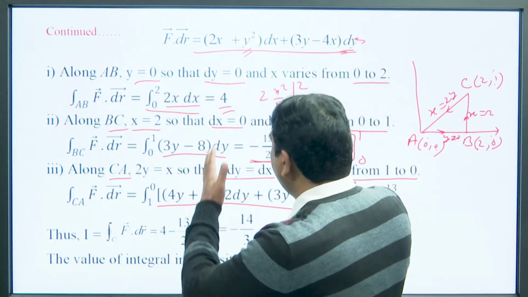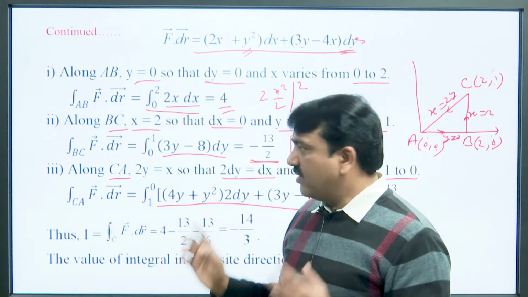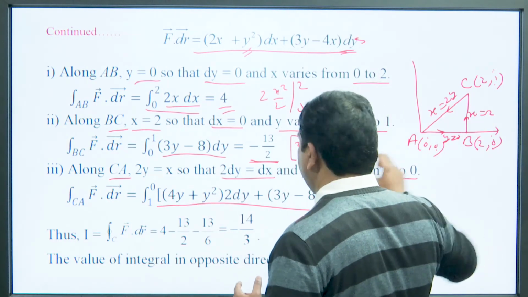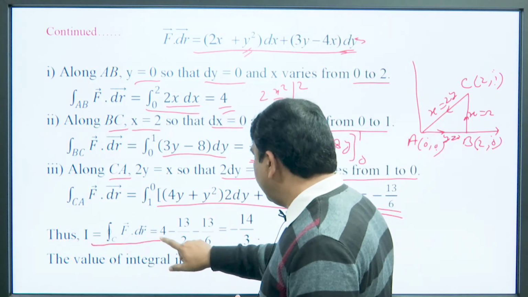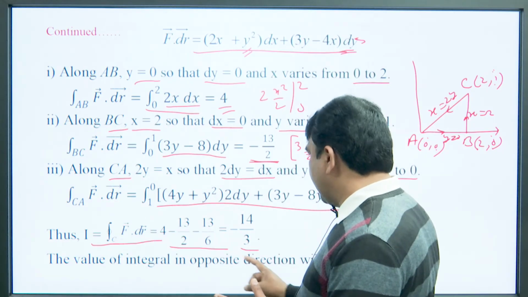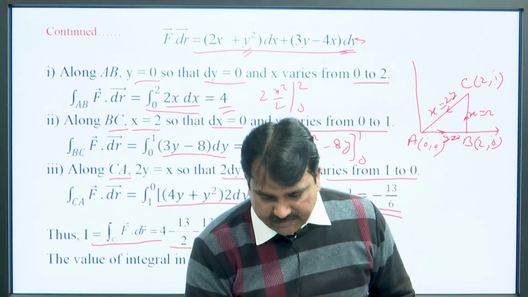So, finally, we have found the value of the line integral along OA, along AB, along BC and along CA. After finding the sum we get the value as minus 14 by 3, and so finally, you can see that the value of the integral in the opposite direction will be 14 by 3.